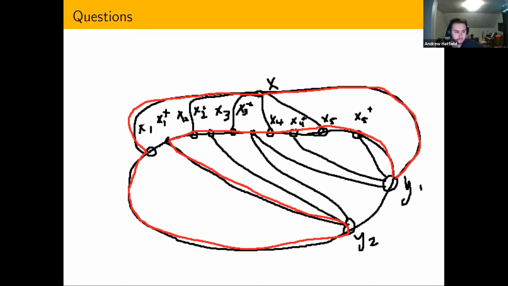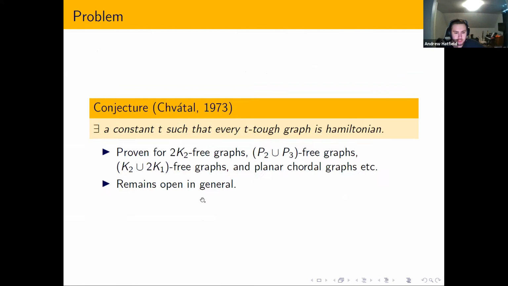I was going to ask, how did the whole K2 union 3K1 free condition come up? It's kind of a weird graph to choose. It's been studied for other classes of graphs on slightly fewer vertices. So, for example, a lot of subgraphs induced on 4 vertices, a couple induced on 5, like P2 union P3, that kind of thing. So a natural one to choose on 5 vertices is K2 union 3K1. Does that answer your question?